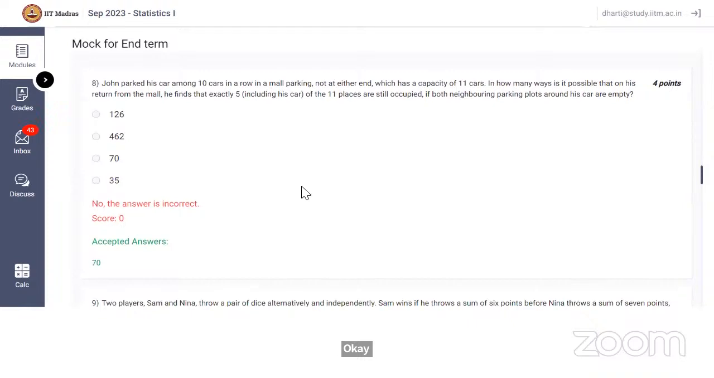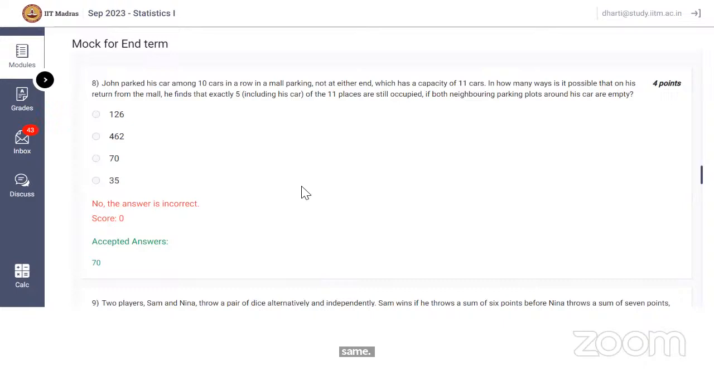Is it with anyone else? No, ma'am. Ma'am, did he attend the mock? The order was changed for me also, ma'am. Even for me, I couldn't see the numbers for a while and something weird is happening. No, the order is randomized only. All the values are the same. Only the order of the questions will be changed.